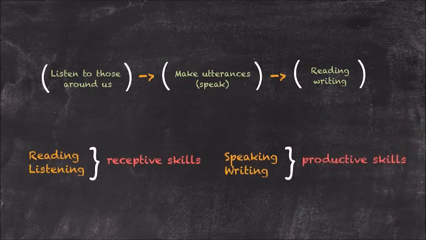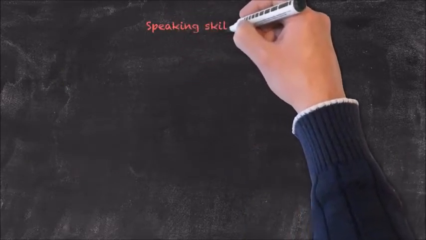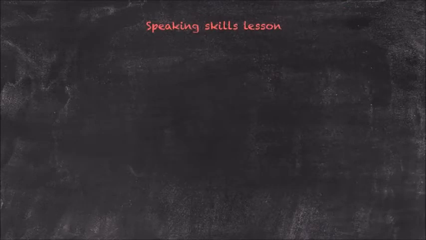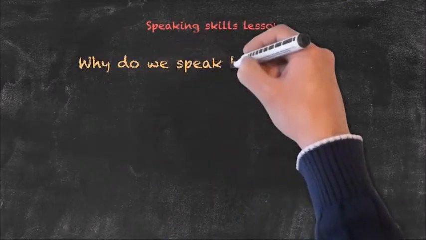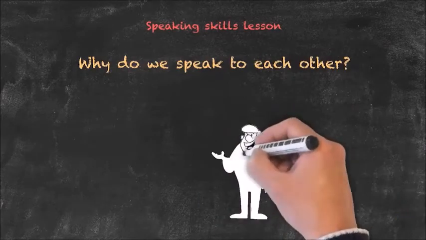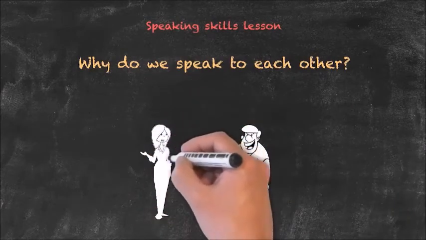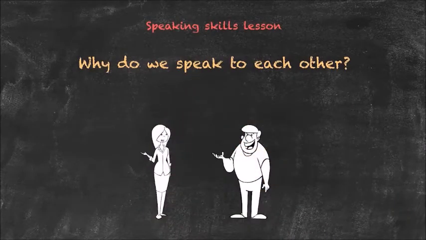In this session, we're going to focus on the production skills and have a look at how to create a lesson for that. So we'll focus first of all on a speaking skills lesson. And perhaps a starting point for this would be to ask a question, which is, why do we speak to each other? The reason that it's important to ask ourselves this question is that whatever answers there are to this should be present in our lessons.